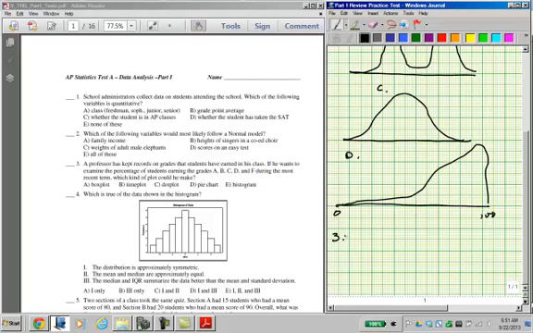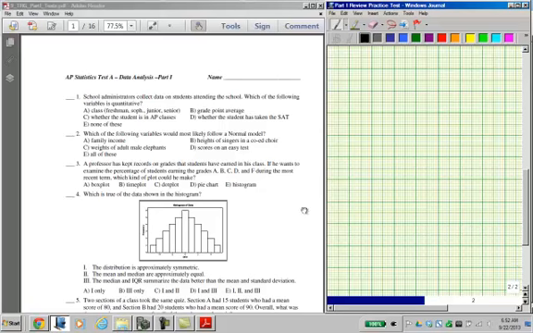4, what is true of the data shown on the histogram? The distribution is approximately symmetric. That's true. The mean and the median are approximately equal. That's true. They're both going to be right smack dab in the middle. 3, the median and the IQR summarize the data better than the mean and standard deviation. That's not true. Although the median and the IQR will summarize any distribution of quantitative data, no matter how it's distributed, if you have a symmetric and bell-shaped distribution, then you want to use the mean and standard deviation because they give you a much more nuanced description of the distribution.